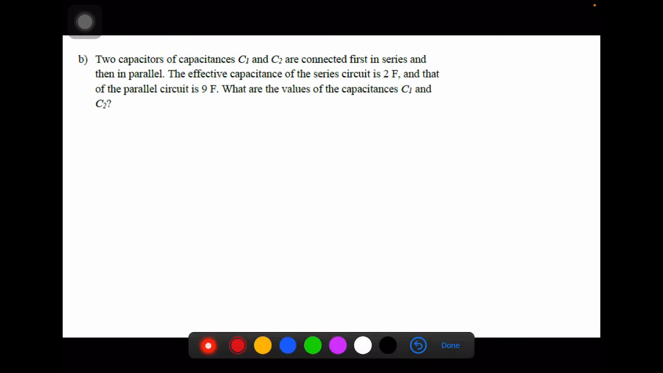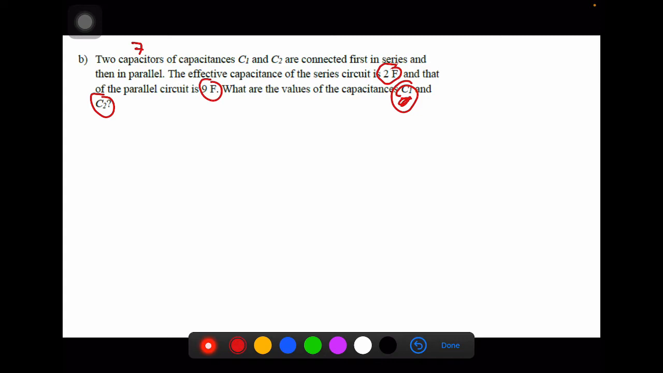7b. Two capacitors, C1 and C2, are connected first in series and then in parallel. So initially it is in series and then in parallel. The effective capacitance of the series circuit is 2 farad and the parallel is 9 farad. What are the values of the capacitance C1 and C2? They didn't give you any values for C1 and C2, but they did give you the effective capacitance when it is in series and when it is in parallel.